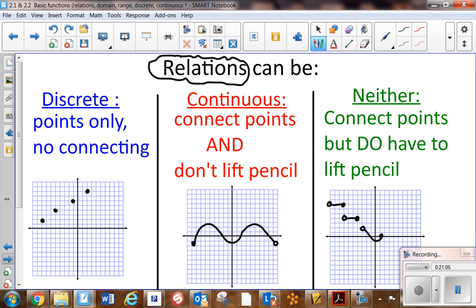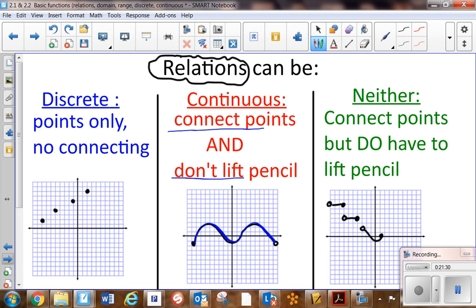This right here, you told a secret and she just started blabbing. The second she walked out, blah, blah, blah, till she got home. You never picked your pencil up. A continuous function, you connect all the points and you never lift your pencil. So they're really pretty easy to recognize.